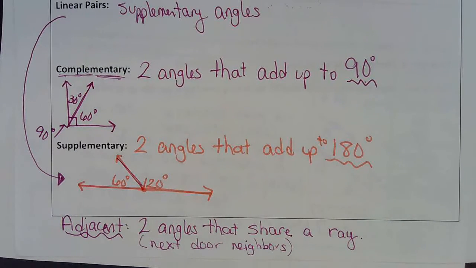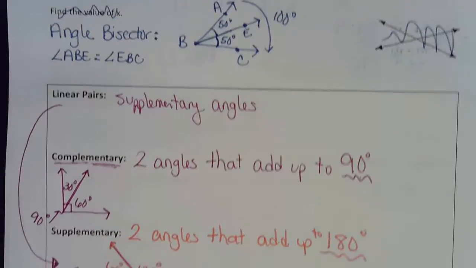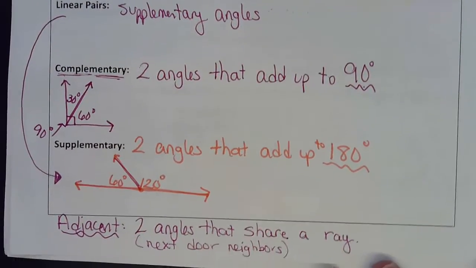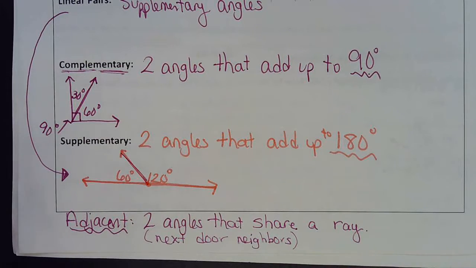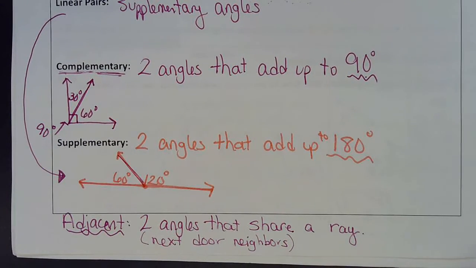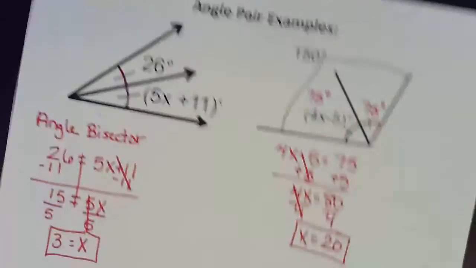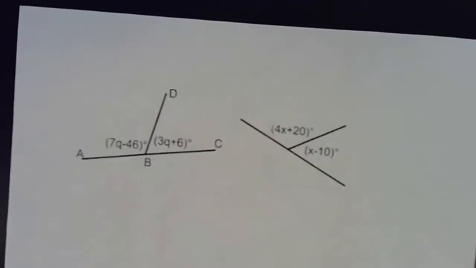So today, you're going to see some complementary, you're going to see some supplementary. There are going to be some vertical angles sprinkled in there, but we've got to make sure that we get all of these different angle pairs down and that we know which ones are which just based off of what the picture looks like. So if we grab out your examples that we went through yesterday, we're now on the back.